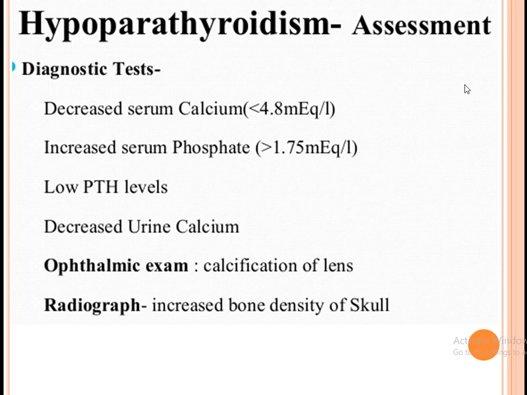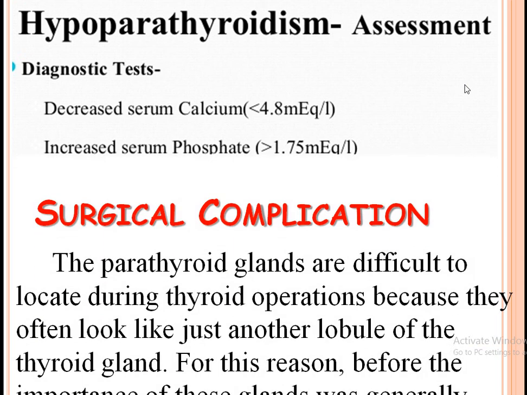Again, the diagnostic test includes serum calcium level and serum phosphate. There will be a decrease in the serum calcium while the serum phosphate level is increased, with low parathyroid hormone levels, and there will be decreased urine calcium. If the patient's eye is examined, then calcification of the lens will be there, and on the radiograph you can find increased bone density of the skull also.